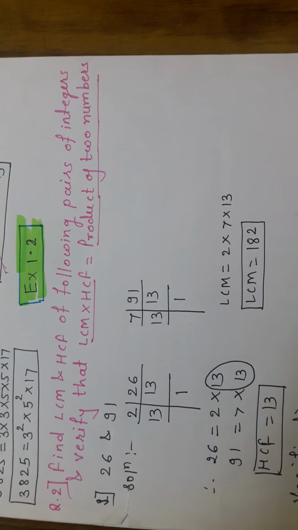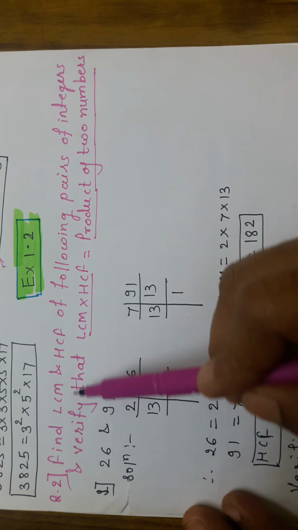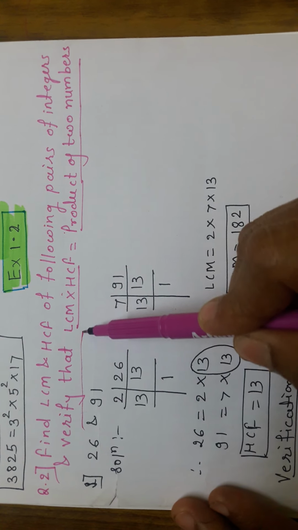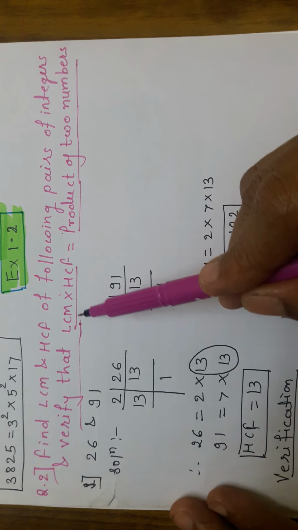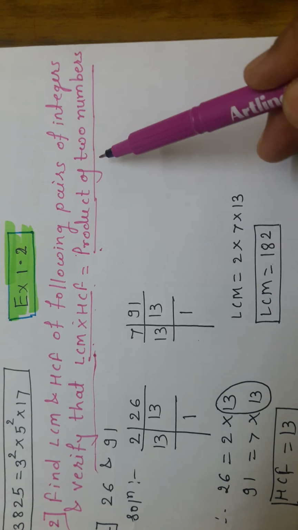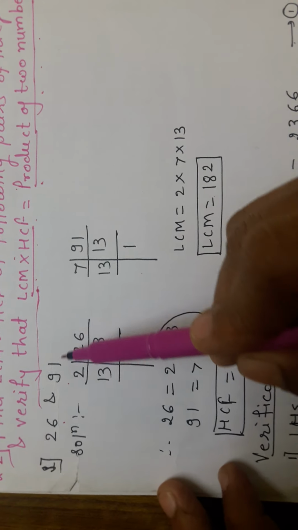Let's start the second problem of exercise 1.2. Find the LCM and HCF of the following pairs of integers and verify the relationship between LCM and HCF, that is, LCM into HCF is equal to the product of the two numbers. First problem, 26 and 91.